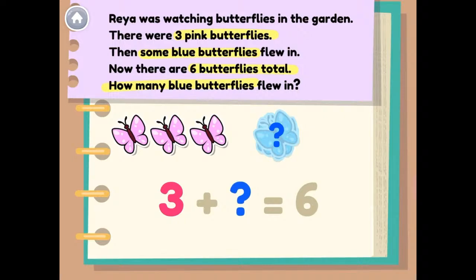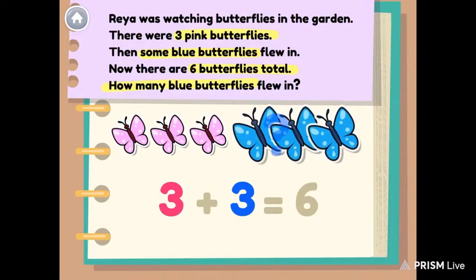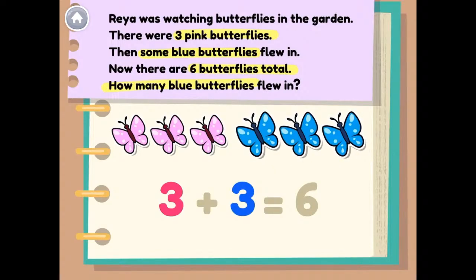Now that we have all the important pieces, let's solve the mystery. 3 plus what equals 6? 3 plus 3 equals 6. There were 3 pink butterflies, and now we know that there were 3 blue butterflies too.